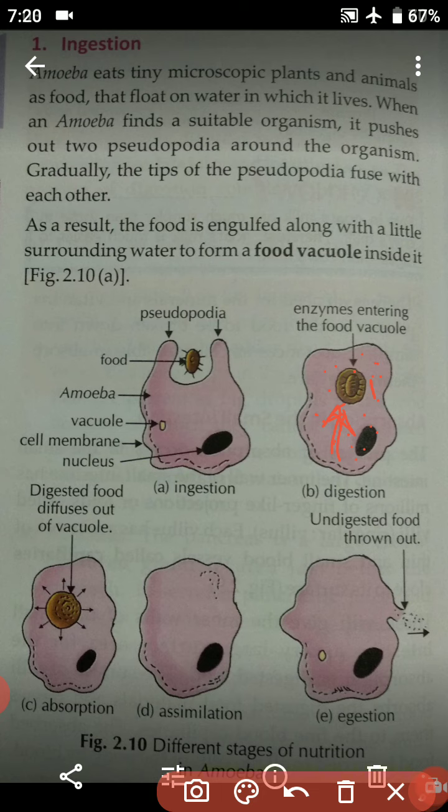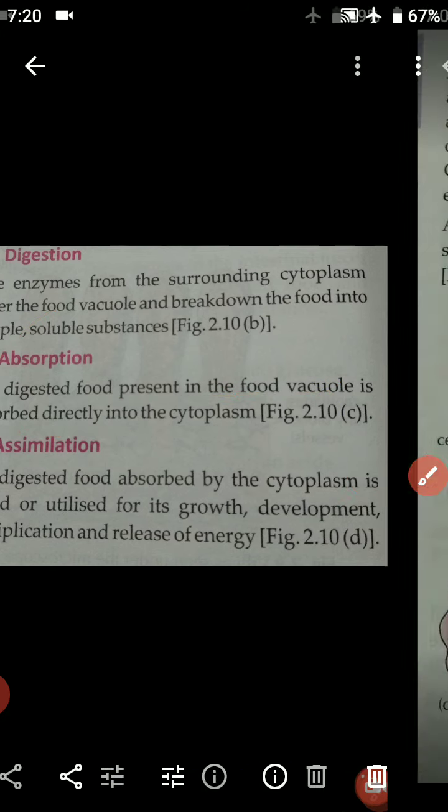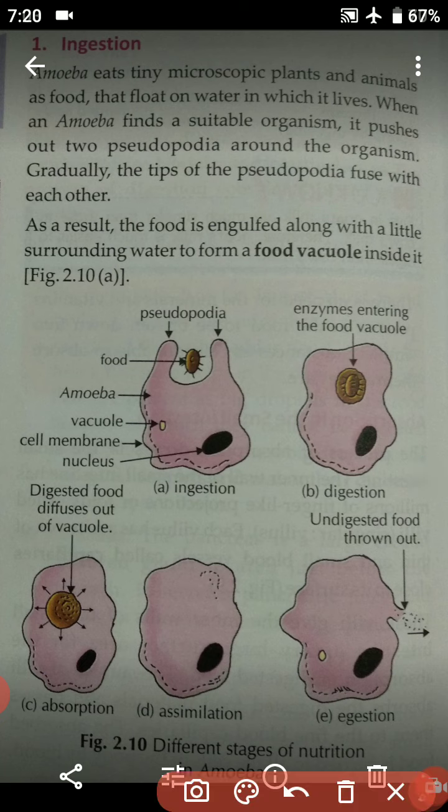Okay students, so moving to the next one, it's absorption. Now the digested food is absorbed. So now we are going to have a look at how the food is absorbed. The digested food present in the food vacuole is absorbed directly into the cytoplasm. So after digestion, the digested food is absorbed directly into the cytoplasm. Okay, in the cytoplasm the food is absorbed.